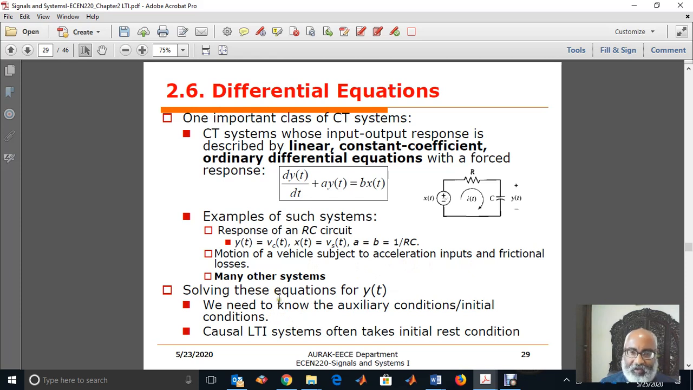The idea is to find the output given the input x(t). When we are solving such systems, we need to know what we call auxiliary conditions, or initial conditions, for the system. That means when the system is starting at t equal to 0, what are the initial conditions? And we need to know the differential equation and, of course, the input, and we can find the output by following certain procedures that we will study.